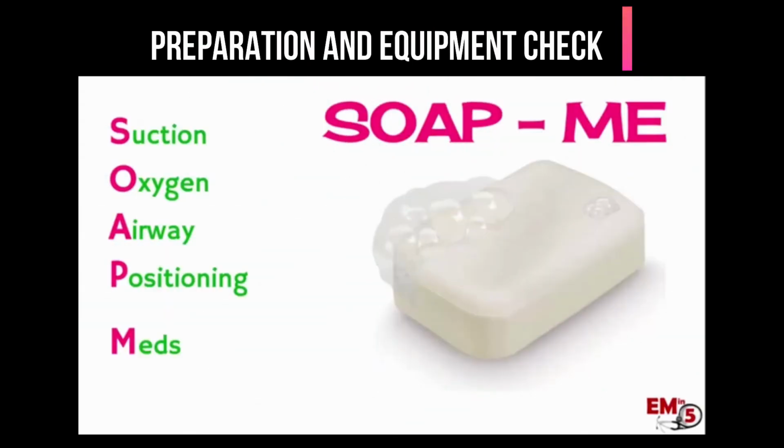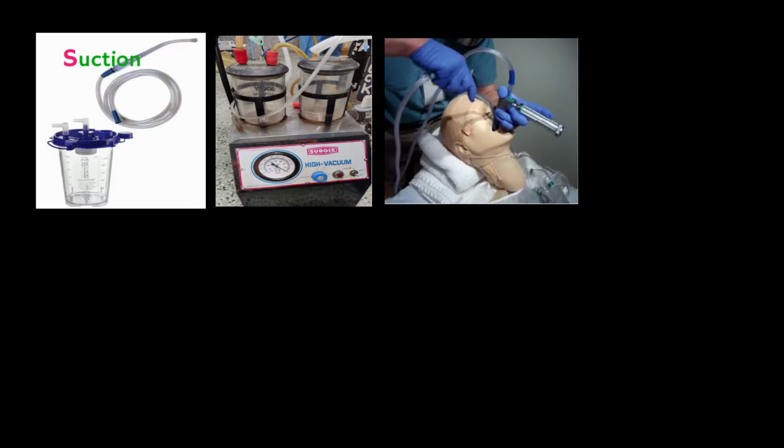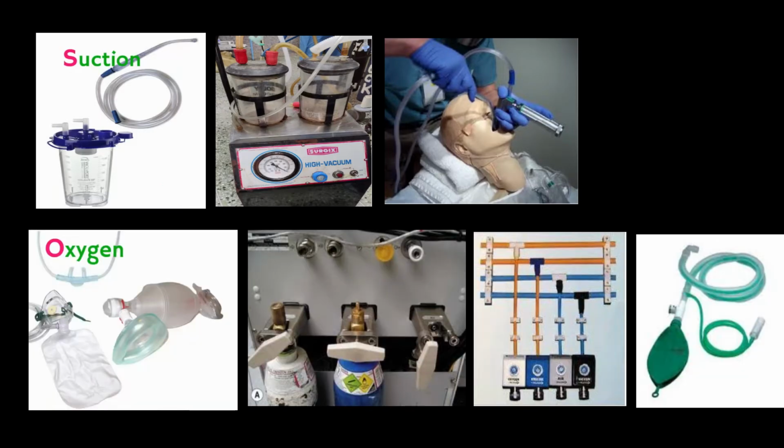Remember the mnemonic SOAP ME. S stands for suction. Switch on the suction machine, check its pressure and proper functioning. O stands for oxygenation. Ensure the presence of a face mask, non-rebreathable mask, nasal cannula for apneic oxygenation, ambu bag and Bain circuit. Check the cylinder and the central supply line pressure.